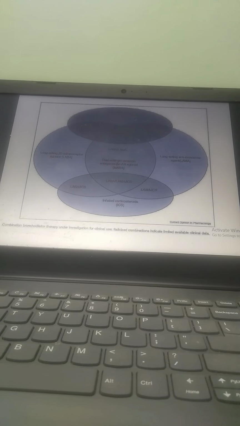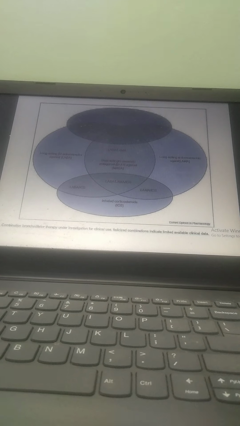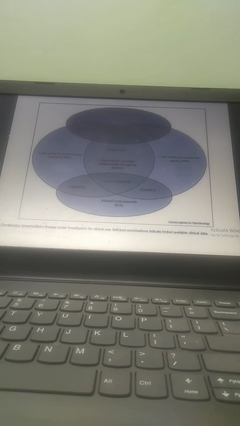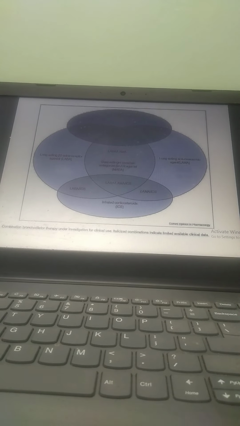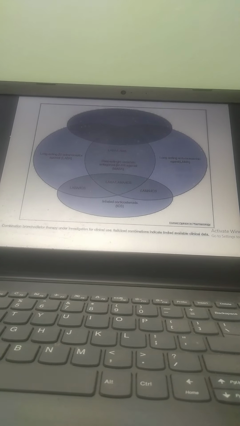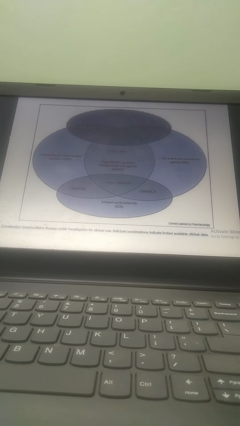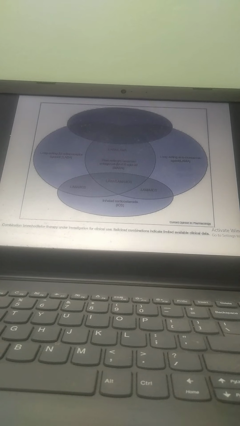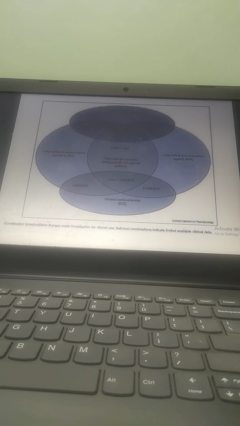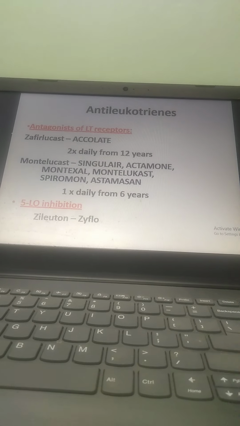Then this is the jungle of drugs which have been given. And as you know, bronchial asthma or COPD has a network of pathophysiology. So that's why we cannot have a specific drug for it. That is the bottom line.